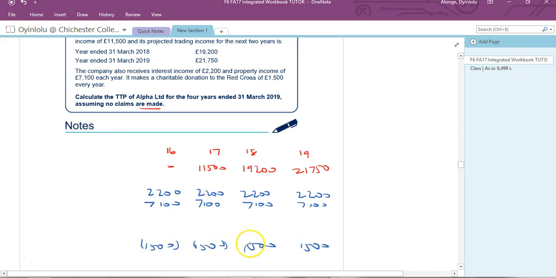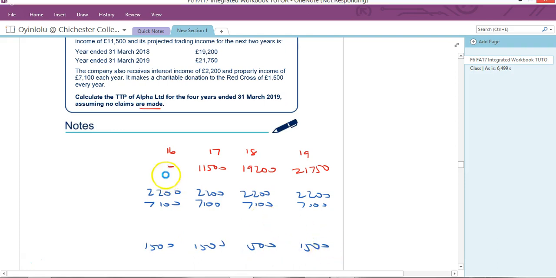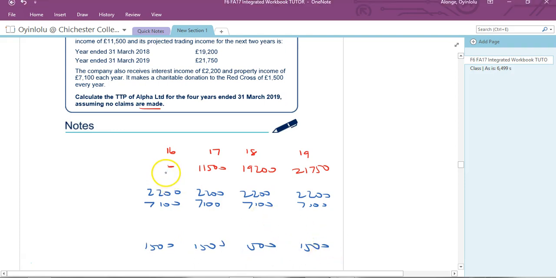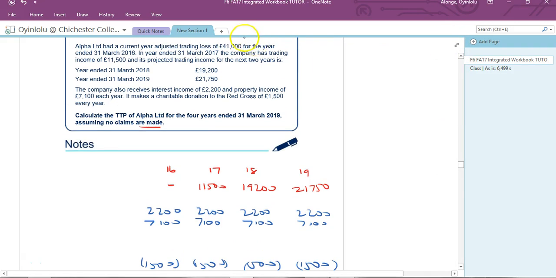So I'm not going to finish this, but the argument here is that, since you haven't made a claim, you will have to just carry this loss forward, using it against income, just carrying on using it as much as you can as you keep going. So probably, of course, I imagine we'll wipe this out and wipe this out. I don't know if you'll have enough to wipe all of this out, but I'm sure you can do it and see what's going on.